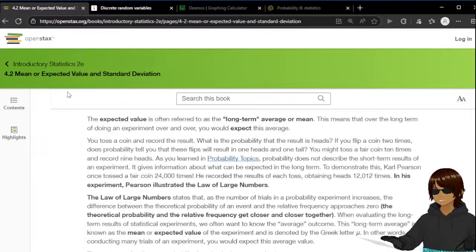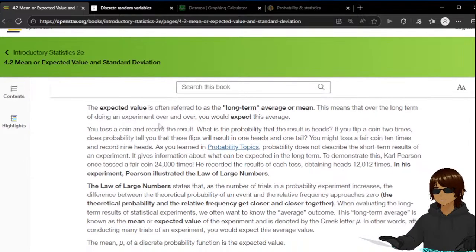Mean or expected value and standard deviation. The expected value is often referred to as the long-term average or mean. This means that over the long term of doing an experiment over and over, you can expect this average. You toss a coin and record the result. What is the probability that the result is heads? If you flip a coin 2 times, does probability tell you that these flips will result in 1 heads or 1 tail? You might toss a fair coin 10 times and record 9 heads.